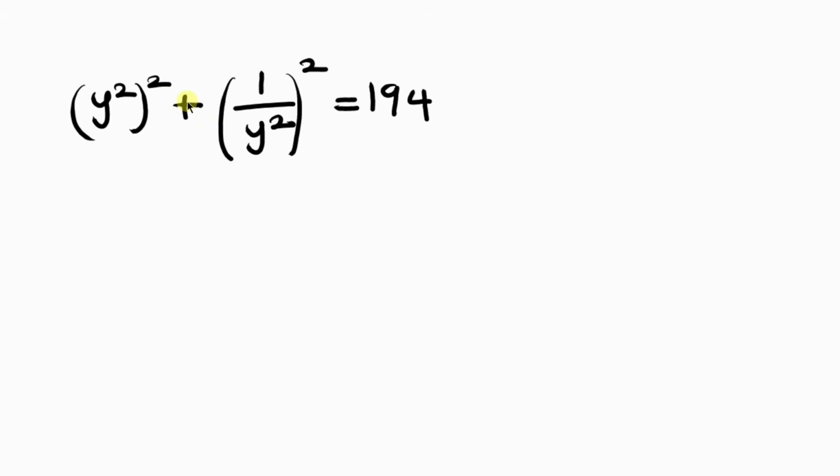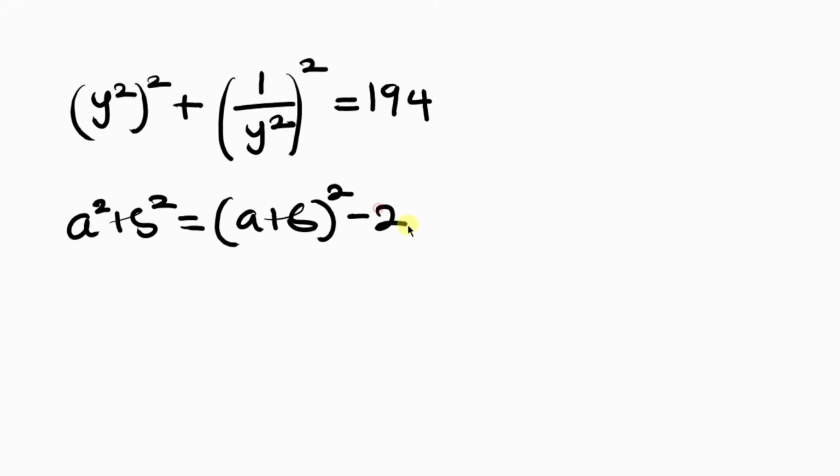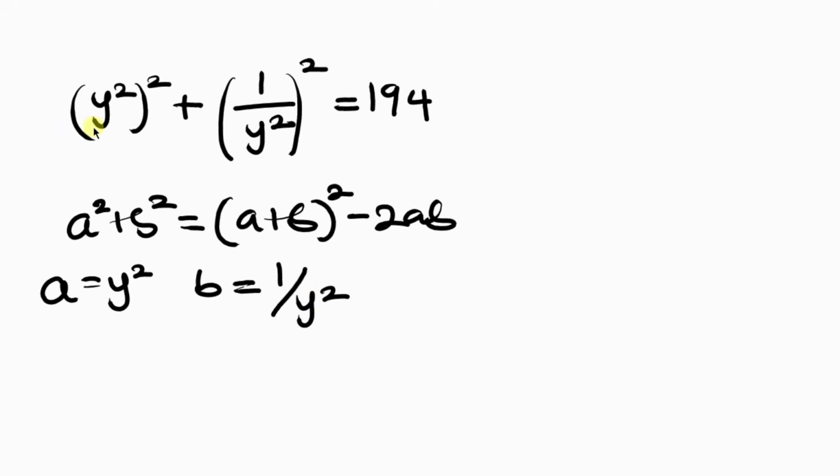Now let's look at it this way. Let's see this as the sum of two squares. The sum of two squares has this identity: a^2 + b^2 is equal to (a + b)^2 minus 2ab. Now we can do a comparison here. Our a represents y^2, and our b represents 1 all over y^2. Very good. Now let's write the left hand side like this.